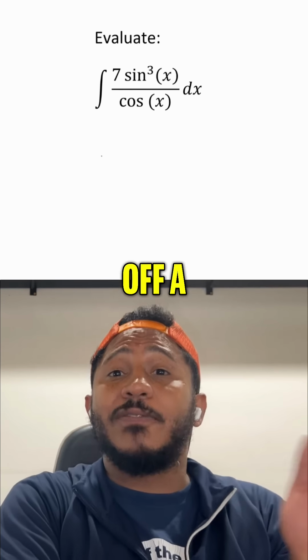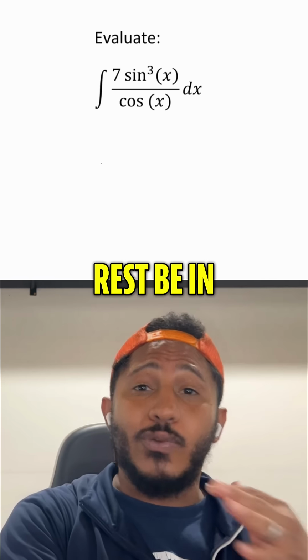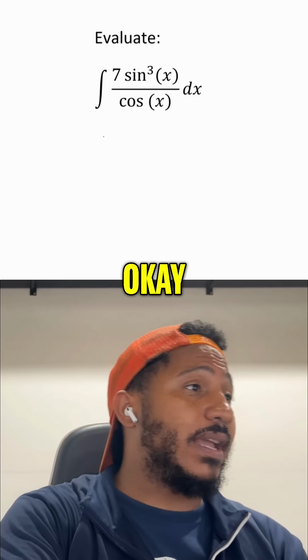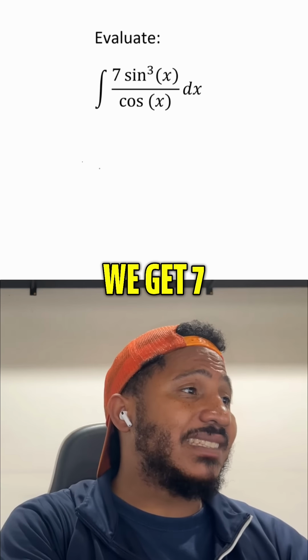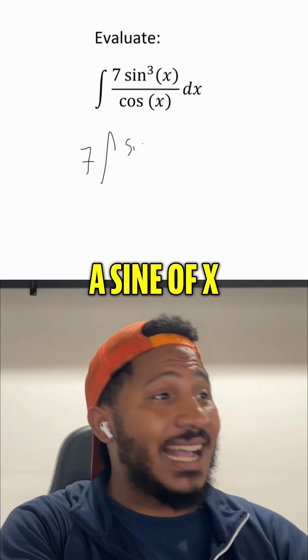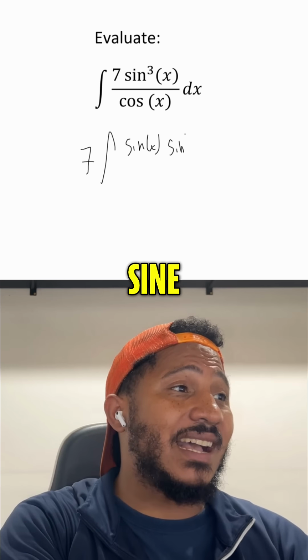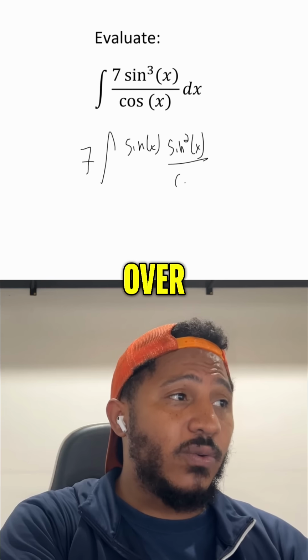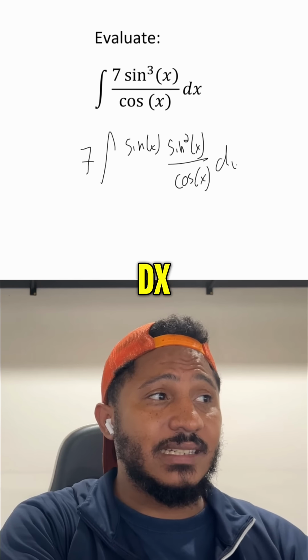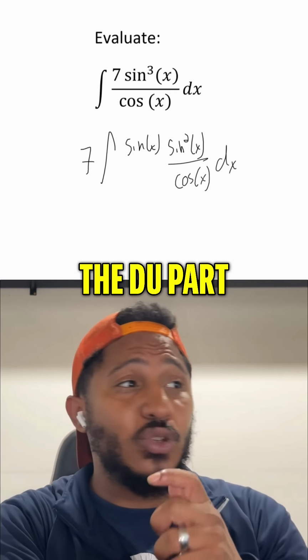So, by breaking off a sine as our du and then letting the rest be in terms of cosines, which would be our u, okay? So, pulling that 7 off first, we get 7 times the integral of taking a sine of x off and sine squared of x over cosine of x dx. So we're going to let that sine be the du parts.